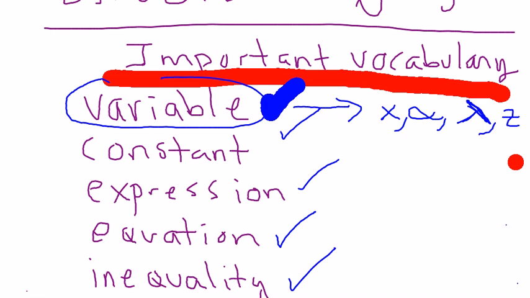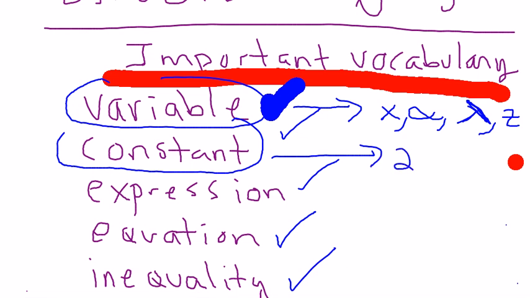Constant. A constant is a symbol that does not vary in value. It has one value. Like what? The number 2. That's a constant. Pi. Even though pi is a symbol, it's a constant because it represents 3.14, approximately. So it doesn't change. It is what it is. It's 3.14. And 3.2, that's a decimal, but it's a constant. So it does not vary in value.